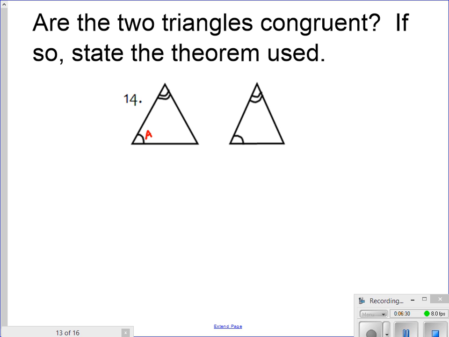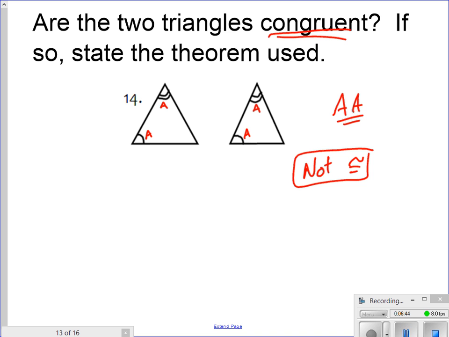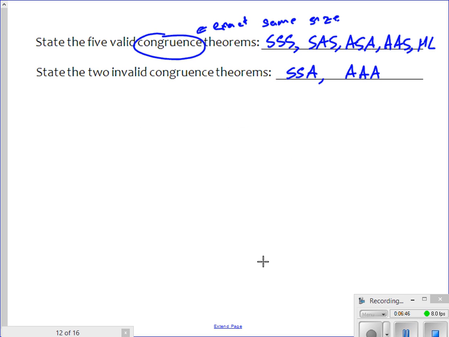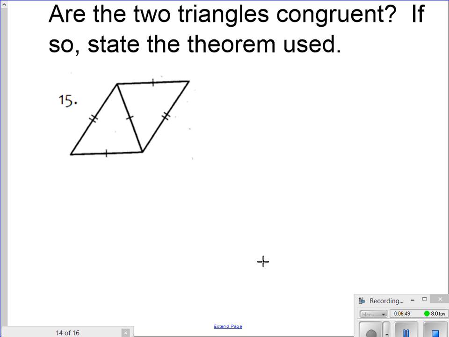Label. We got an angle, an angle, an angle, an angle. Well, there's no AA for congruence. So these two things, although they are similar, are not congruent, right? We're looking at congruent, and we want to keep in mind AA is not one of our 5 congruence theorems. Here, quick label, that's a side, that's a side, that's a side. Each triangle has SSS, and since that matches up, these two triangles are congruent by SSS.